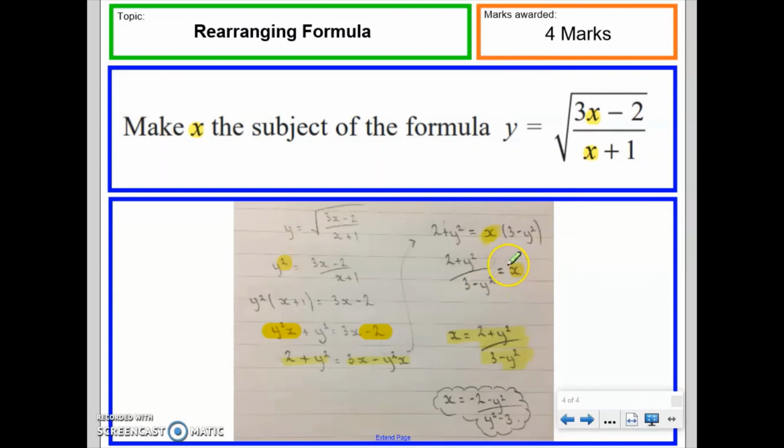Now my formula says x equals. I've written it the other way here just so it looks a bit more formal, and this is my final answer. One thing to notice about rearranging formula questions is there is often more than one correct solution. So for example, this is another correct solution which would be acceptable. But following my steps and my working out, this is the solution that you should obtain. Very well done if you were able to achieve all 4 marks on that difficult rearranging formula question.